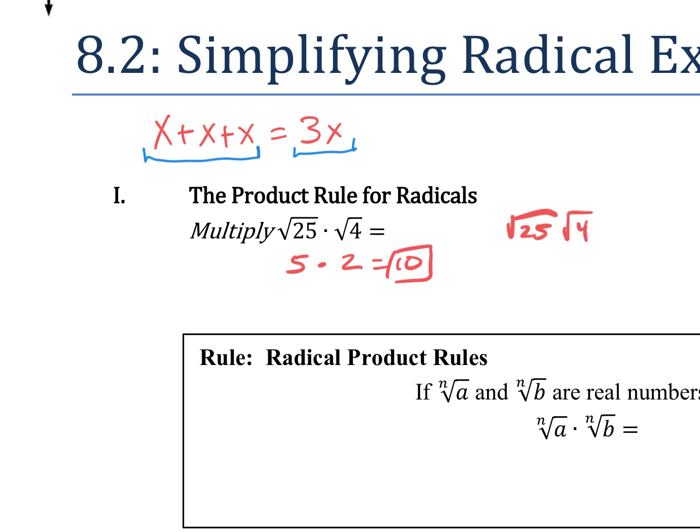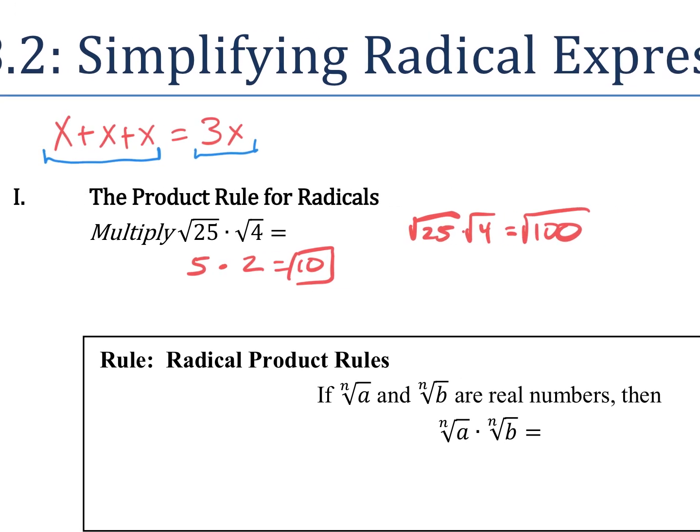What if we have the square root of 25 times the square root of 4? Well, maybe you might want to multiply those first. Let's just try it. Square root of 25 times 4 is 100. So that's the square root of 100. Well, what's the square root of 100? Remember, square root means what number squared equals 100? And the answer is 10. So we get the same answer.